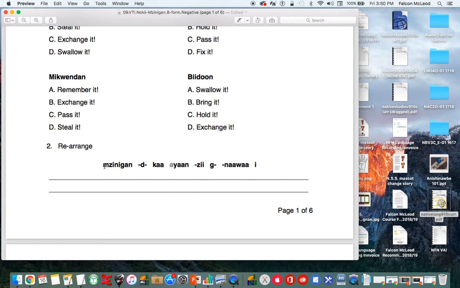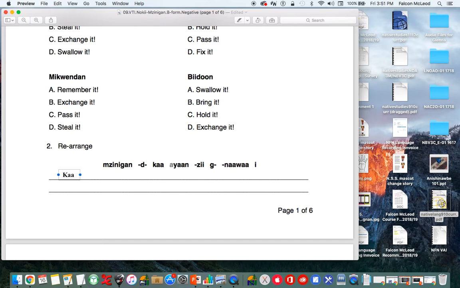All right, so we have mzinigan. That's a word for like box or something. Then we have a D sound, and it looks like it goes in between maybe a prefix and a verb. We have ka. Then we have our VTI 4 example, yan. Then a Z. So ka's are negative, and then Z's are a suffix. A G sound, and it's a prefix, because we've got that dash right there. And then a dash, and then a na, wa, and an I. So we got to start negative and end negative with our negative A forms.